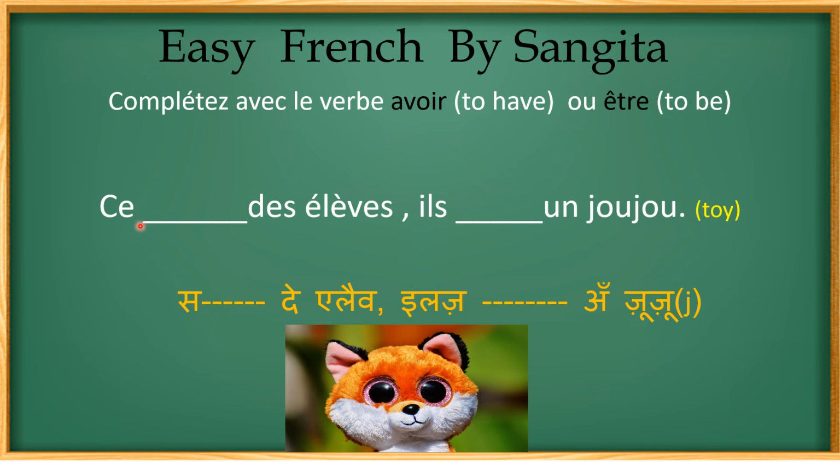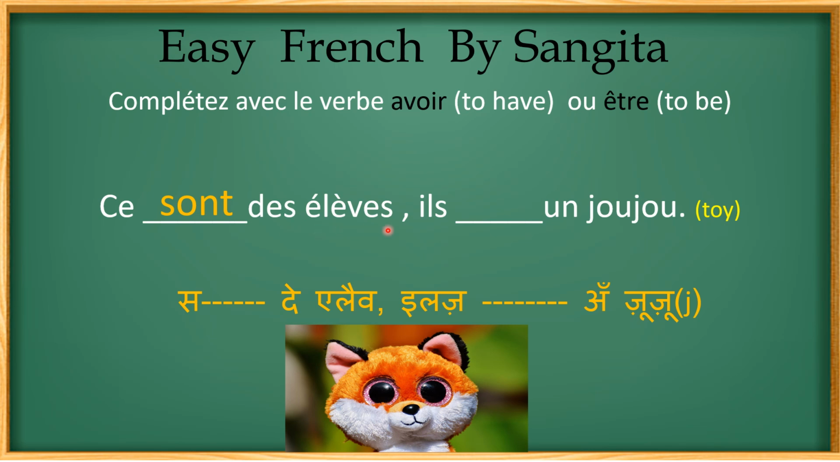Now over here, ce. Ce is both singular and plural, this or these. And here des élèves. Des élèves means some students. So guys, there's a video on students, means what the students of university or higher secondary or nursery are called. The link is there in the description box. So these some students, so these have or are. So these are some students. So it will be ce sont des élèves.